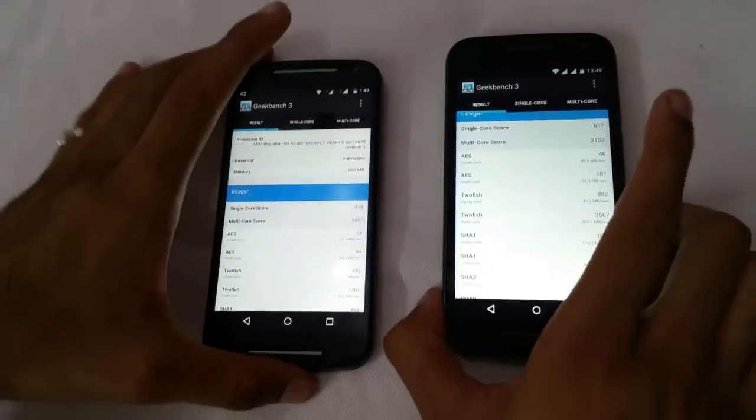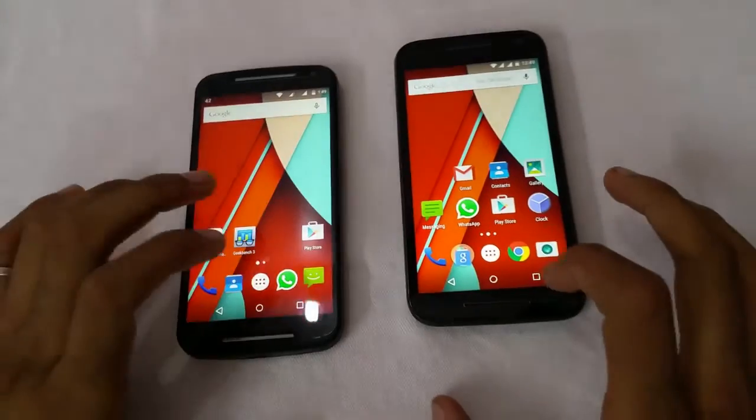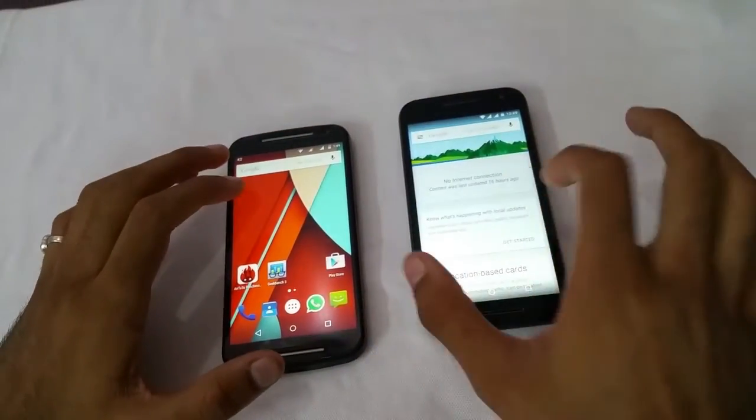So that's all for today. Both of the tests were good, but I would say that the third generation did a good job here.